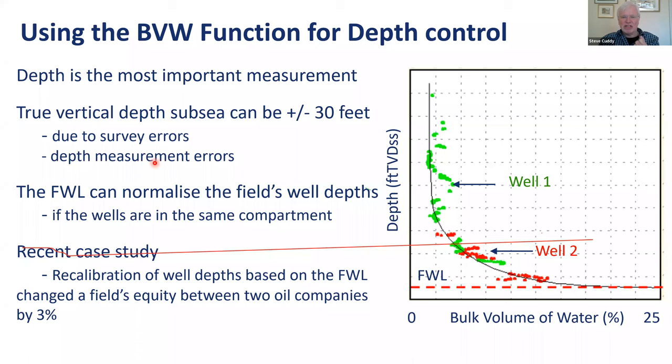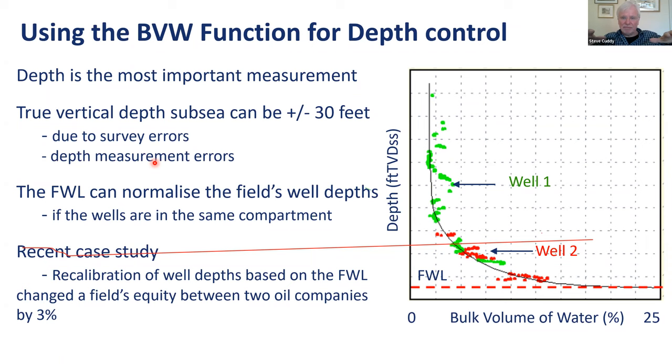And you can actually normalize your wells on the free water level. If the subsurface team, the geophysicists and the production chemists can all agree that the wells are in the same compartment, then you can actually say they should share the same free water level. That's a horizontal plane. So it's very easy to match, right?